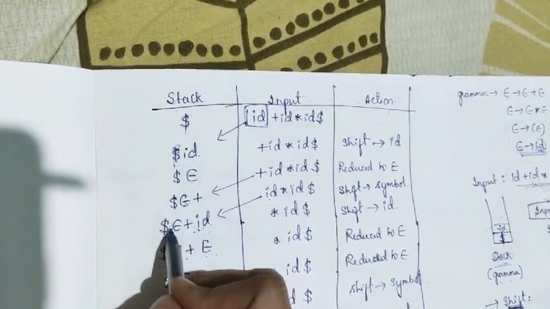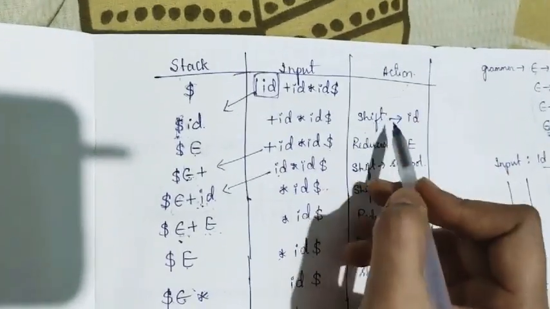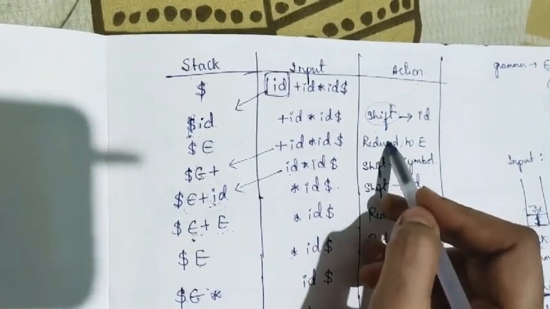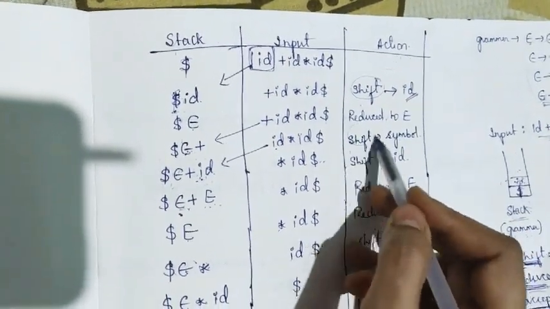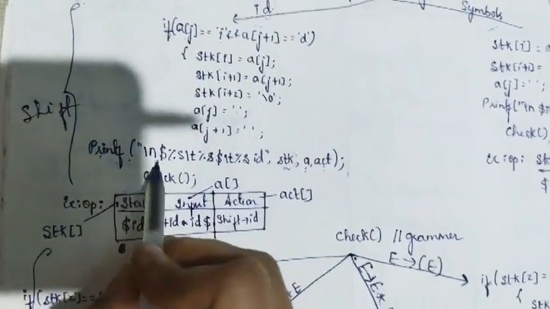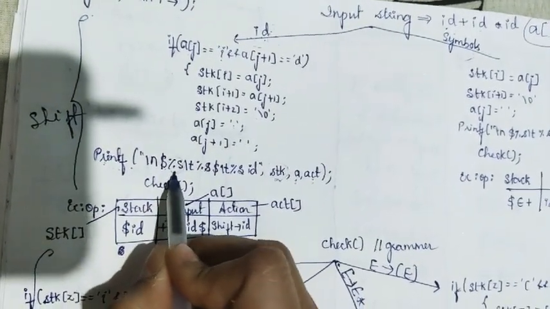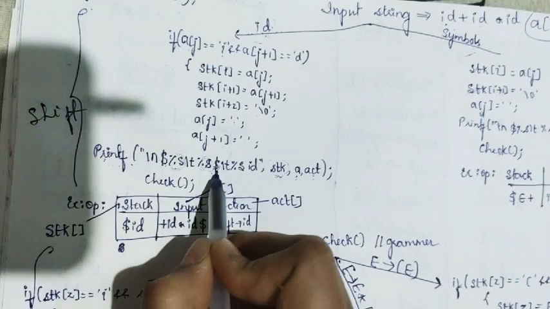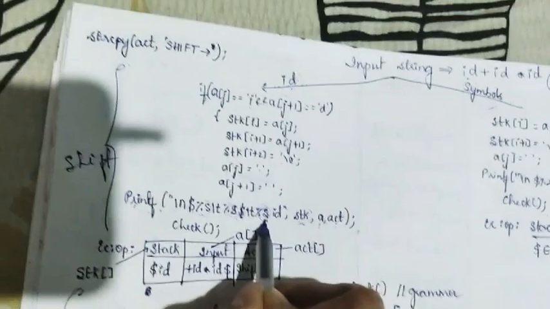Initially the stack will be preceded by a dollar symbol, and the input will be followed by a dollar symbol. The action will be either shift or reduce. If I have shifted an ID, I should say that I have shifted an ID. If we have shifted a symbol, we should say that we have shifted a symbol, right? In our printf, we print a dollar, then the contents of the stack, then the contents of the input buffer, again followed by a dollar. After that we print what action is being performed.